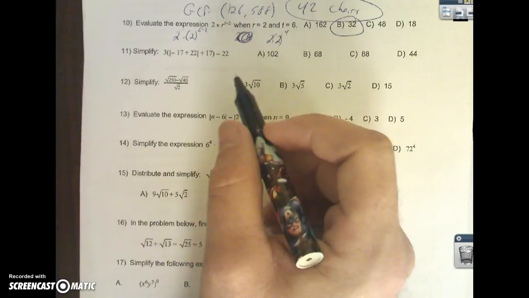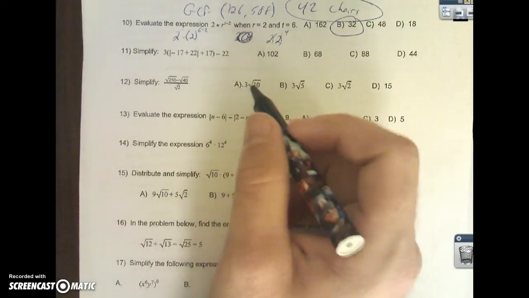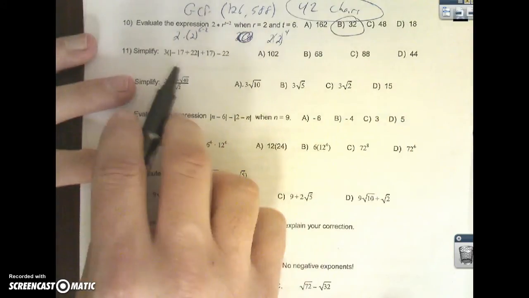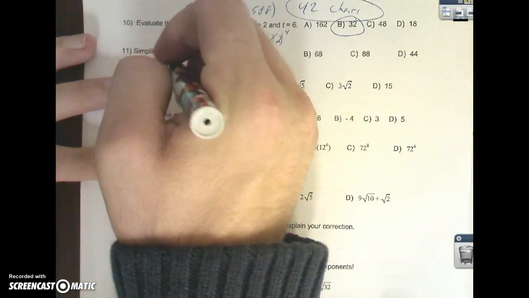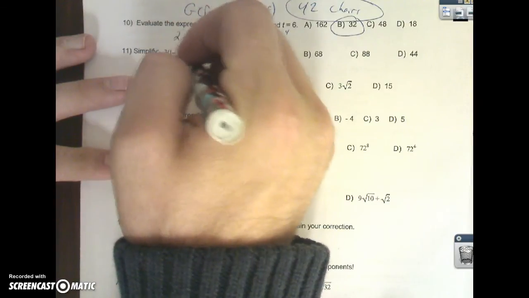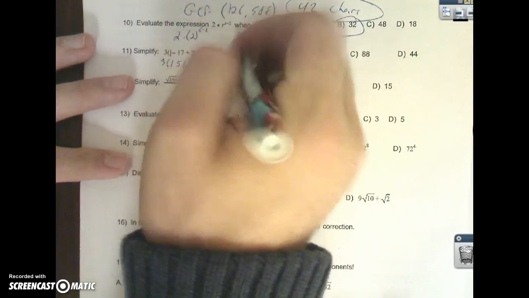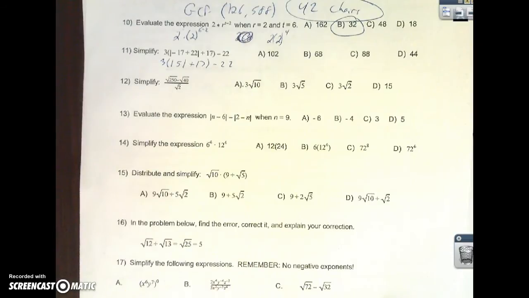Alright, simplify. Work inside out the parentheses. Negative 17 plus 22 gives me 5.